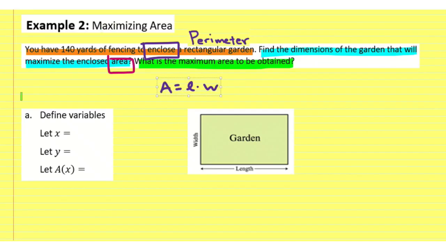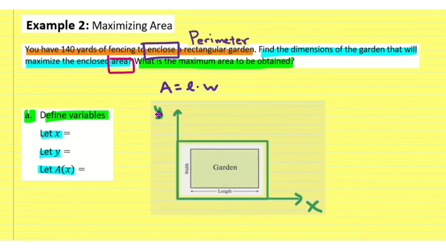Here in part A, it tells us to define our variables. It says let x be something, let y be something, let A of x be something. Okay, so here's our picture of our garden, but since they've told us to think of it in terms of A or x and y, it helps to think about it in terms of an x and y coordinate system. So here we've got our garden set on an x and y coordinate system, and now it's probably a little bit clearer that the x-axis is talking about length. So we'll let x equal the length of our garden.